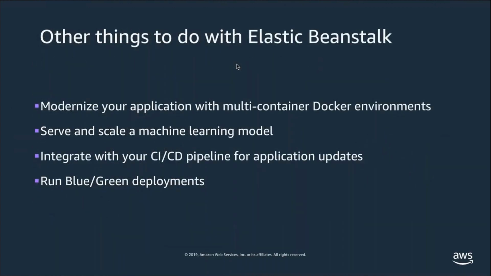A couple other things that are notable that you can do with Elastic Beanstalk. You can modernize an application using multi-container Docker environments that are available in Elastic Beanstalk. You can serve and scale a machine learning model. You can integrate and use a CI/CD pipeline to automatically push application updates to your Elastic Beanstalk environment. You can also run blue-green deployments.